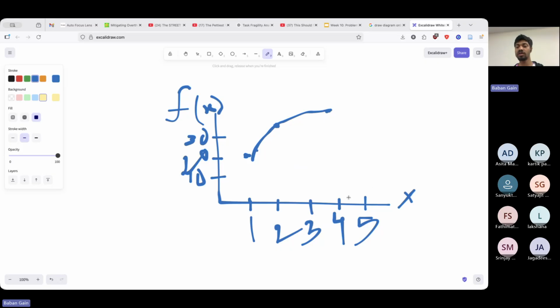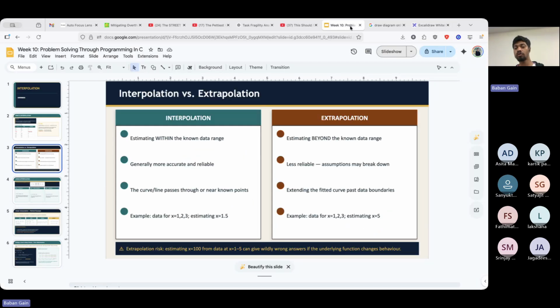But extrapolation is like, we have drawn the line only up to here, but extrapolation will be outside the range. It is like at this point. So this is outside the line. So this is outside the known range of the data we have.